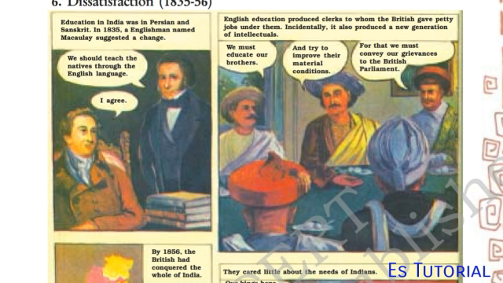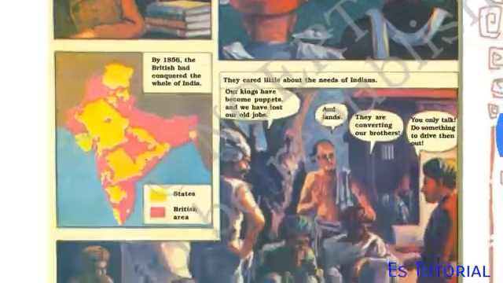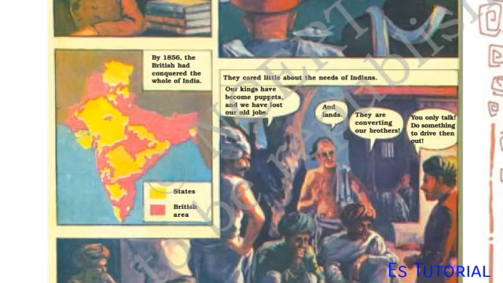We must educate our brothers and try to improve their material conditions. For that, we must convey our grievances to the British Parliament. By 1856, the British had conquered the whole of India. By 1856, they cared little about the needs of Indians. They cared very, very little about the needs of Indians.